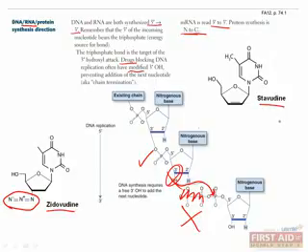Stavudine is also used to treat HIV using the same mechanism, only instead of replacing the hydroxyl group with an azido group, it's just been removed.